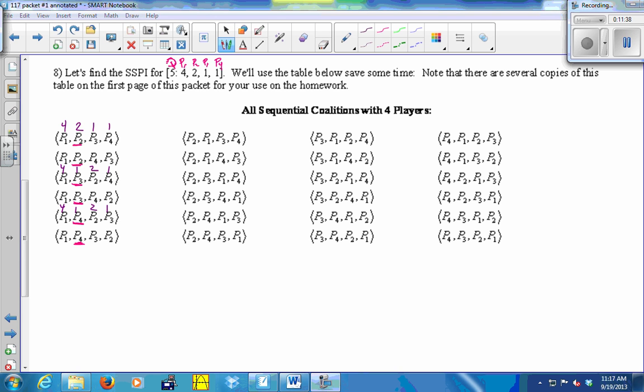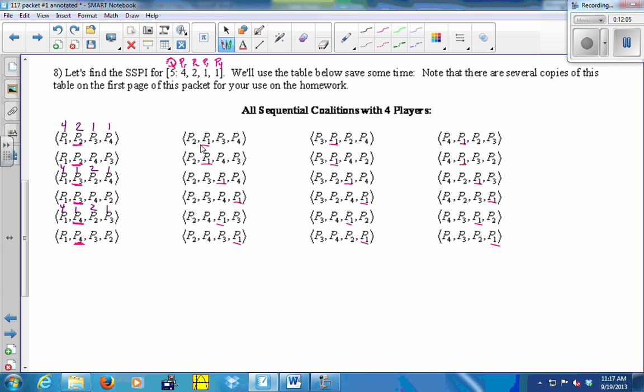Okay, so what did you get for the pivotal player? In every other sequential coalition, player 1 is the player that puts the team over the top to get 5 or more. So these are all player 1s.